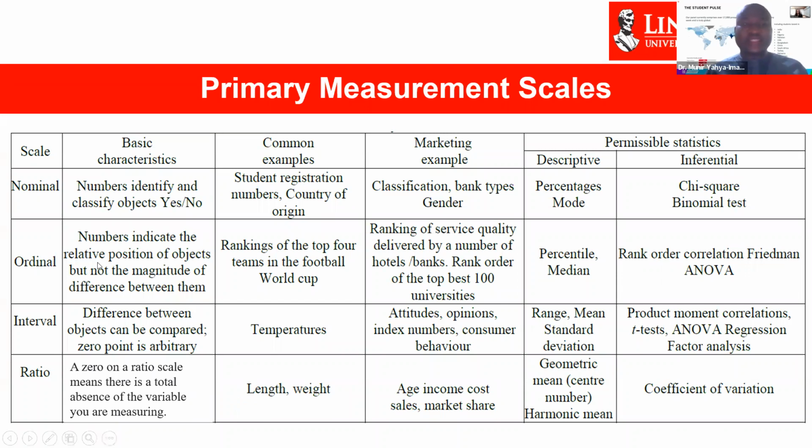So permissible statistics under the ordinal scale. For descriptive, you can run something like percentile or median. While for inferential, you can use rank order correlation, Friedman, as well as ANOVA. Then there is another scale called interval, even though when you get to SPSS statistics, you will not see this interval scale there.